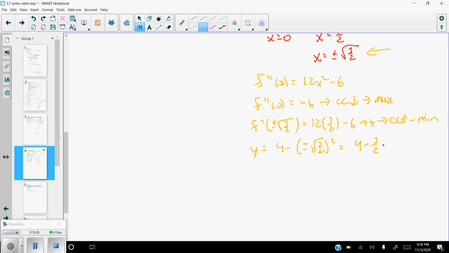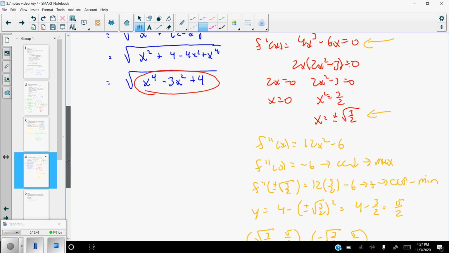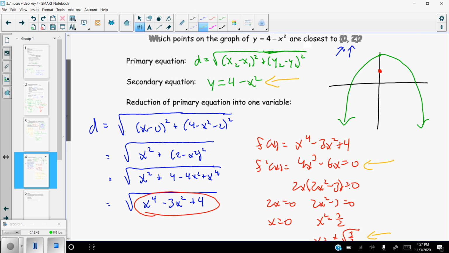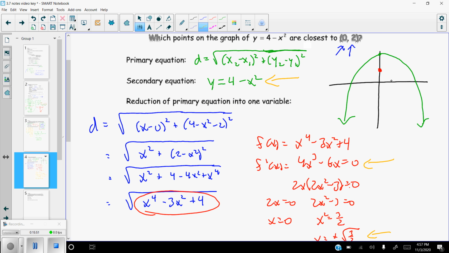In terms of halves, 4 is 8 halves. So 8 minus 3 is 5 halves. So it's going to give you 5 halves. So our points are the positive root 3 over 2, 5 halves, and the negative root 3 over 2, 5 halves, which if you go back up to your graph, like I said before, is definitely not straight up. Positive root 3 over 2, 5 halves, it could be right here, maybe right here.